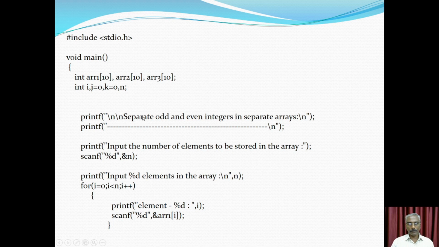Here you give a printf statement, separate odd and even numbers. And how many elements you are going to insert will be given in this statement. In this for statement, you are going to input the number of values. For example, if you give 5, you give a[0] some value, a[1] some other value, up to a[4].